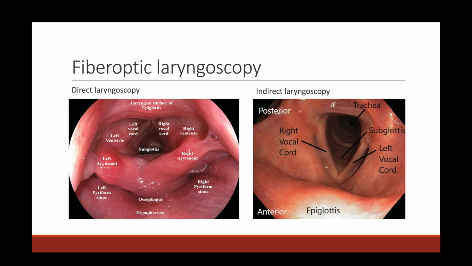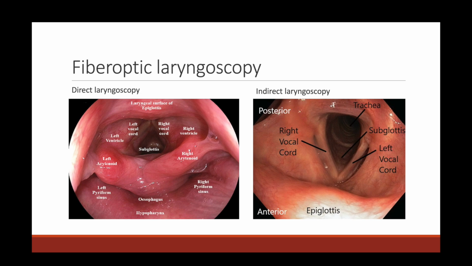So on the direct laryngoscopy, let's briefly go through and point out some of this anatomy. Anteriorly, at the top of the screen, we see the epiglottis. We see the left and right vocal cords, and this is a really good view, so you can actually see a little bit of the subglottis underneath, inferior to those vocal cords. You can see the left and right ventricles and the left and right arytenoid cartilages. You also can see some parts of the hypopharynx: the bilateral piriform sinuses and the posterior pharyngeal wall. So that's a pretty good view of a direct laryngoscopy.